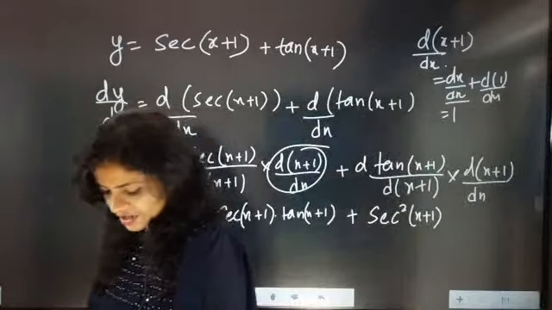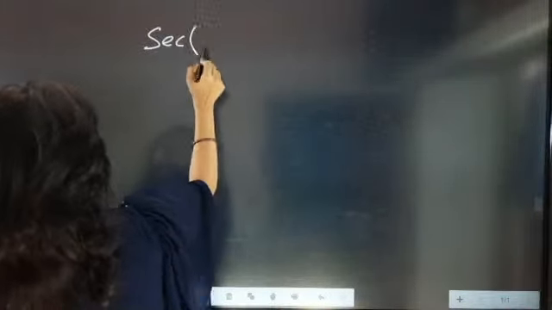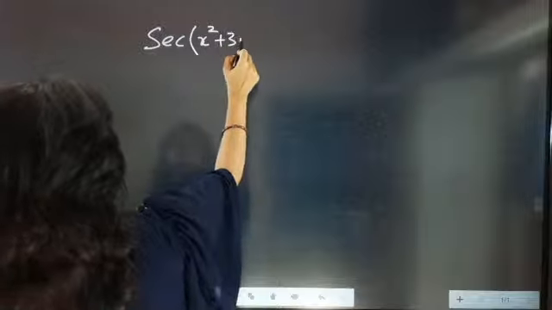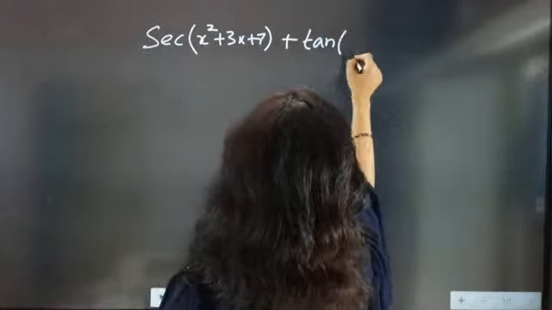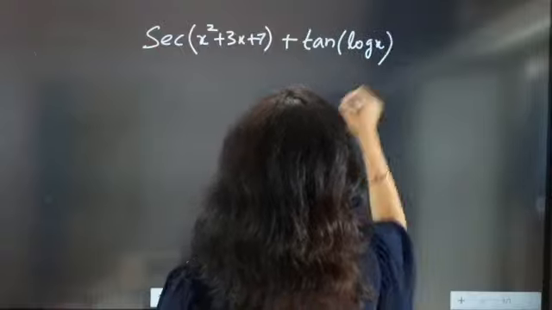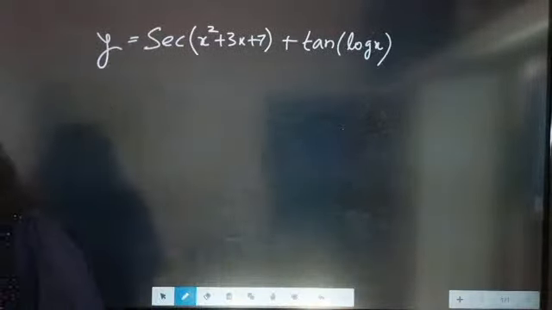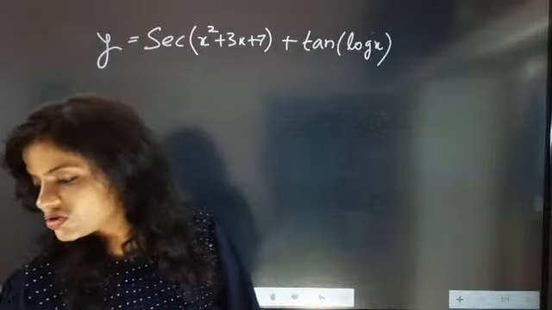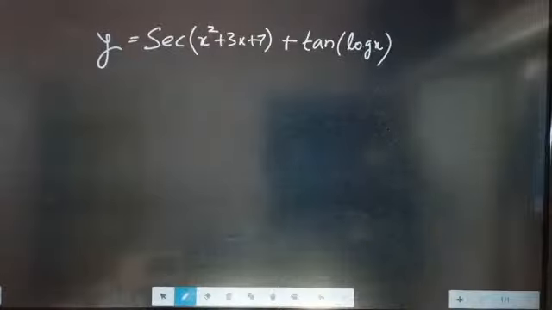Let me give you one more question like this. Are you ready for solving these types of questions? The question is secant of x square plus 3x plus 7 plus tan of log x. Solve this by chain rule. I have directly given a chain rule question. This is a high level question. Once you are able to handle this question, you are ready for any level.